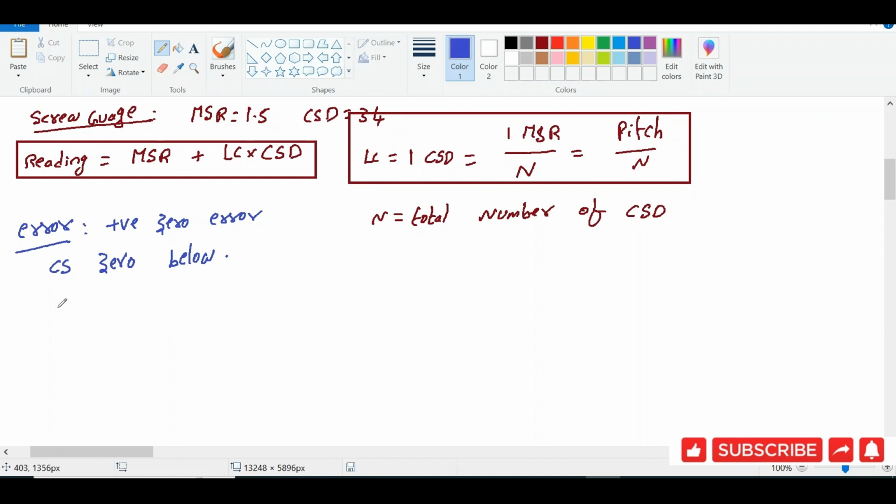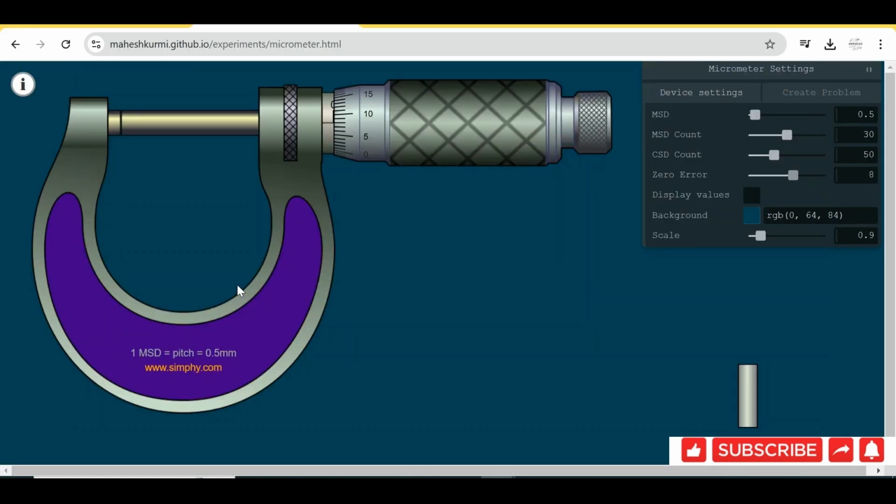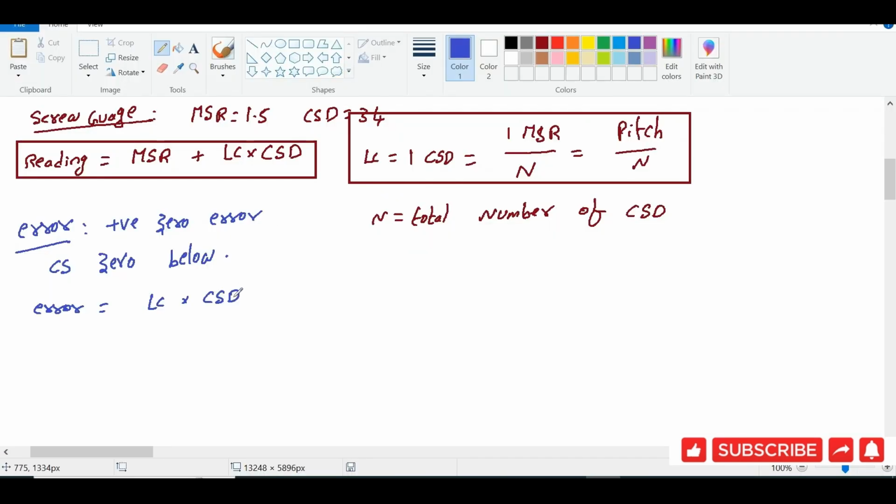Sir, how to find out the error? Same formula like Vernier scale. Error is equal to least count into circular scale divisions. How many circular scale divisions? Right now, how many are there in this case? It is 8 divisions, 5, 6, 7, 8. The 8th division is matching. So you do least count into 8.